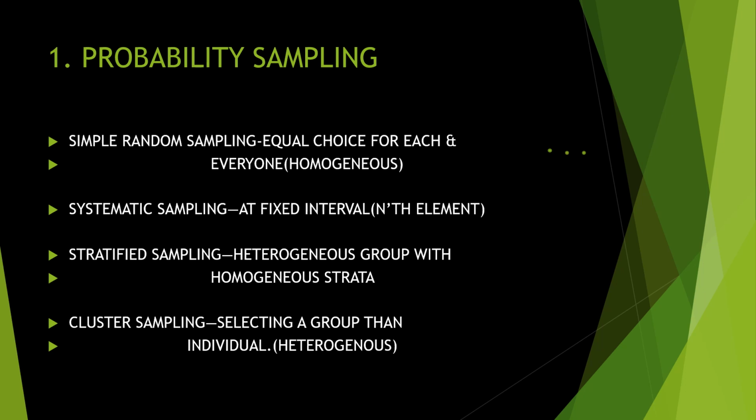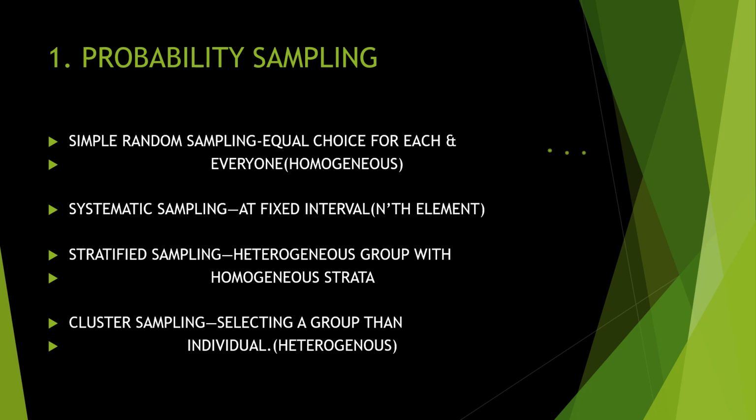What is meant by cluster sampling? You are selecting a group rather than an individual. For example, you have to study the children of fifth standard. You are not taking an individual. Instead, you are taking students of section A, section B, section C. Like that, you are taking the whole class, the whole group, for the research. I have taken students as an example because it is easy for you to understand. So I think now you are able to understand what I meant by cluster sampling.